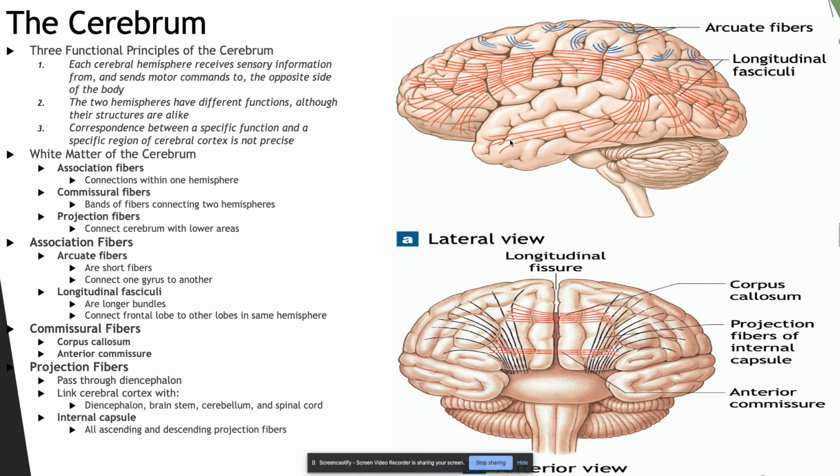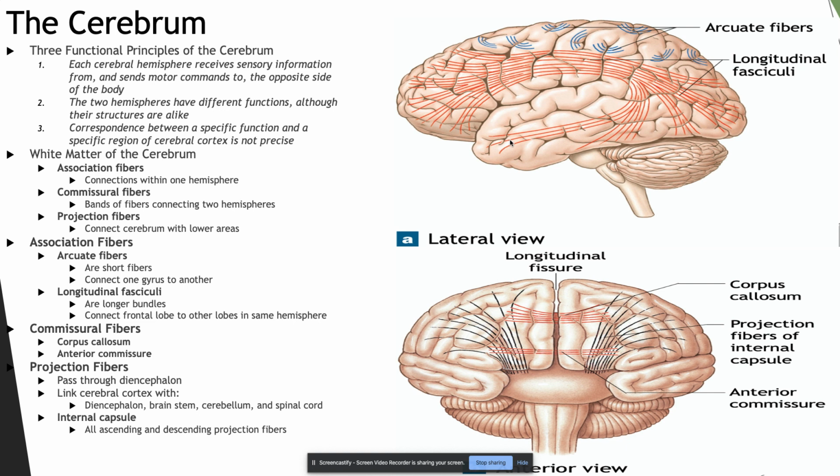So the interior of the cerebrum consists mostly of white matter, and we can classify the axons of white matter as association fibers, commissural fibers, and projection fibers. Association fibers interconnect areas of cerebral cortex within a single cerebral hemisphere, and shorter association fibers are called arcuate fibers because they curve in an arc to pass from one gyrus to another.